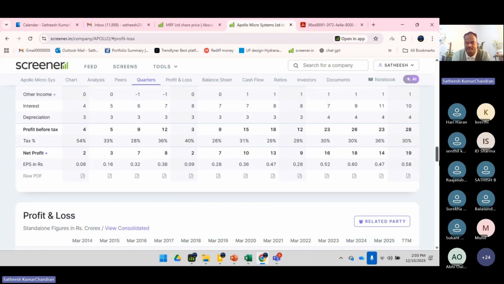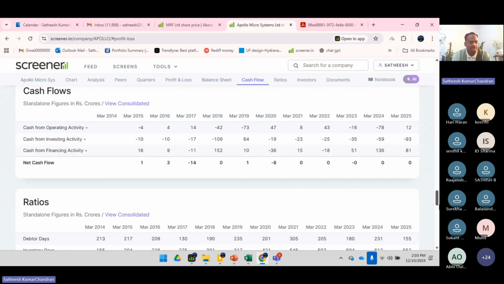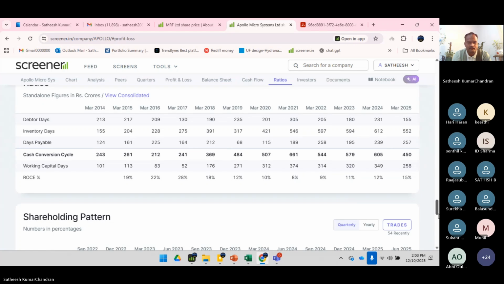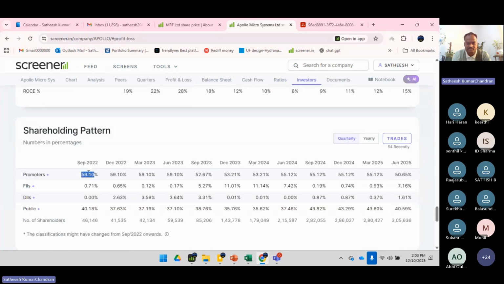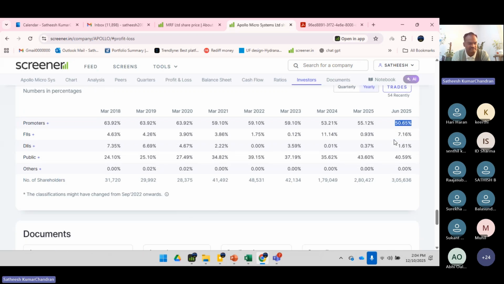promoters holdings. For example, market cap is only 10,000 crores and the promoters holding is from 59% to, okay, 50% is okay. It is reducing, but it's okay. The public is almost same from 2022, we will see it for the last almost 7 years. Promoters 63% in 2018, and they are gradually reducing. It's not a bad sign, because they are still holding 50. If they are reducing 40, 30, 20, then it's a red flag. We have to avoid such stocks.